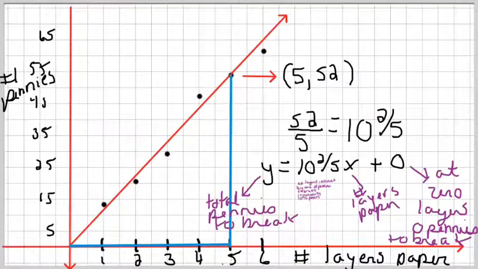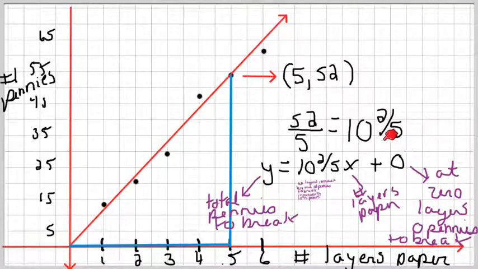And now I had to find the equation of the line. To do that, I put in a slope triangle, and I used my point 5, 52 and my 0, 0. The change in y is 52, that's this, and the change in x is 5. If you divide the change in y by the change in x, you get 10 and 2/5. So my equation is y equals 10 and 2/5 x plus 0.